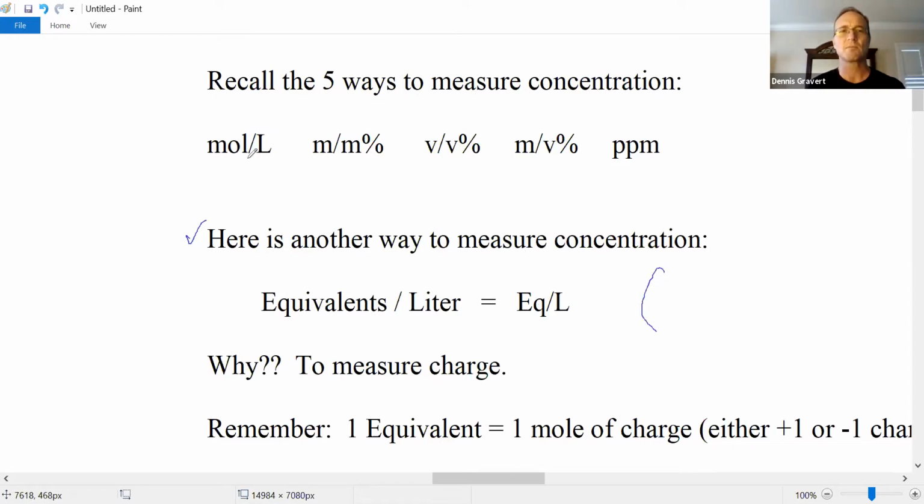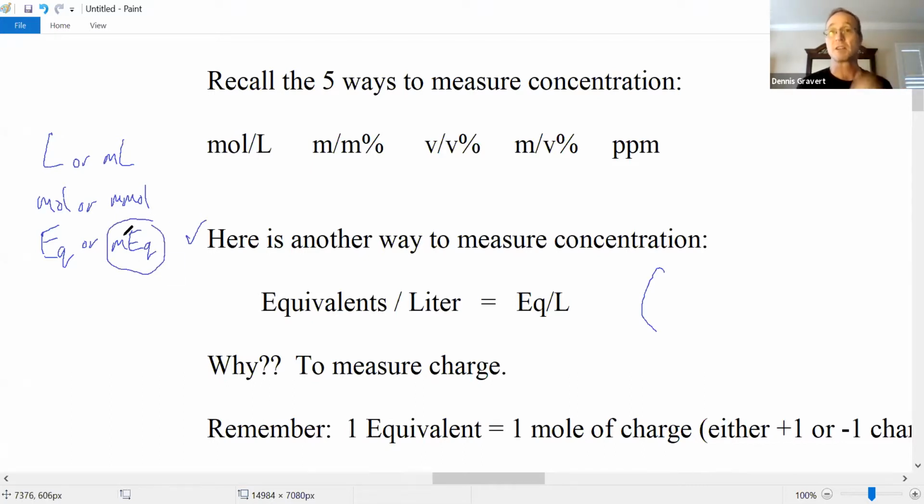Do you remember we just did a problem with using milliliters? So you can talk about liters or milliliters. You can also talk about moles or millimoles. And so you can talk about equivalence or milliequivalence. And it turns out milliequivalence is much more common in the medical field. And you just use it the same way.